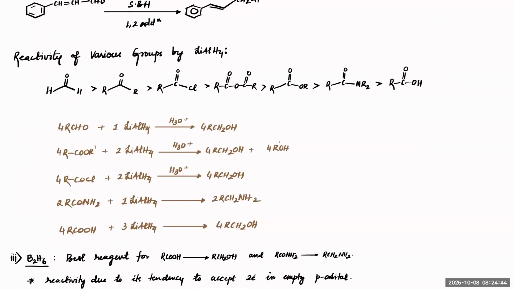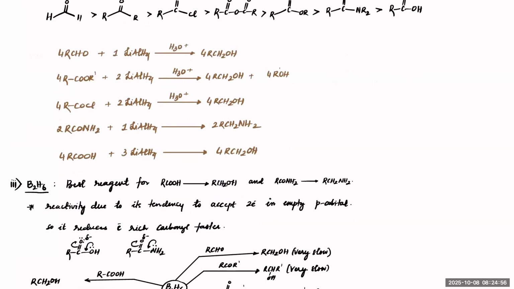Reactivity wise, you notice aldehydes are more reactive than ketones, acid chlorides, anhydrides, esters, amides, and acids. How many moles have reacted? Check out. 4 moles of aldehyde will require 1 mole of lithium aluminum hydride. 4 moles of ester, 2 moles. 4 moles of acid chloride, 2 moles. Amides, 1 mole.